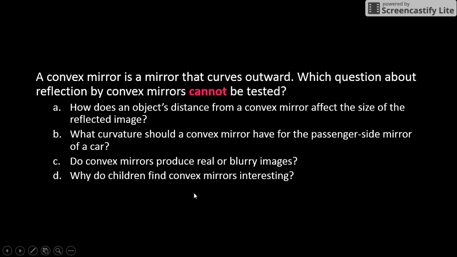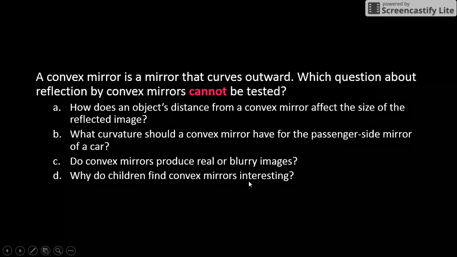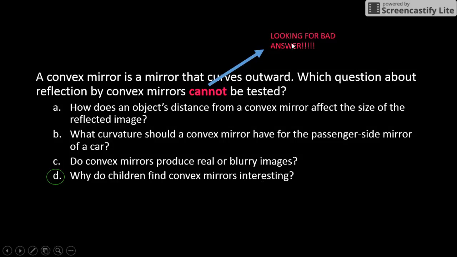Why do children find convex mirrors interesting? Interesting is an opinion. That cannot be tested. It is an opinion. Keeping in mind, we are looking for the bad answer. This one is the only opinion. That is the worst answer. So that is correct. Next one.